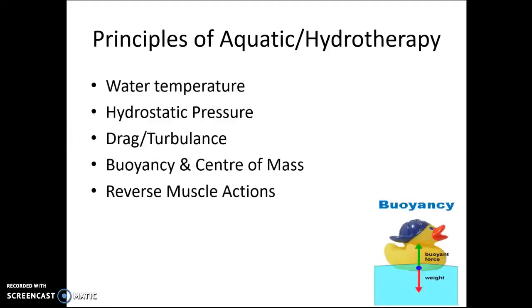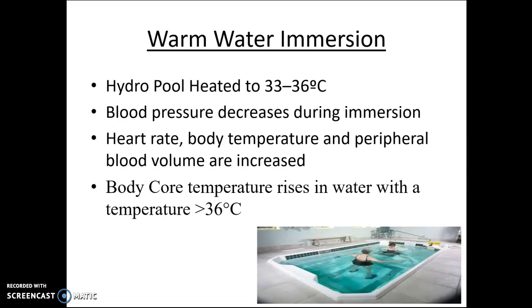So some of the principles of aquatic therapy will be the temperature of the water, hydrostatic pressure, turbulence, including drag, buoyancy and center of mass, and things like reverse muscle actions. So the warm water immersion is important because the hydro pool wants to be between 33 and 36 degrees centigrade. This is going to increase your blood pressure, increase your heart rate, and basically pump blood to the peripheries. Also, if the core body temperature rises above 36 degrees, that optimal point, any more and your body core temperature gets too hot.